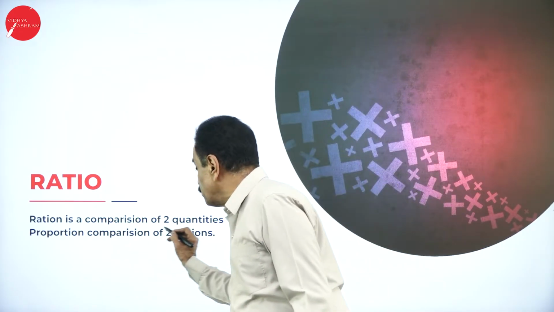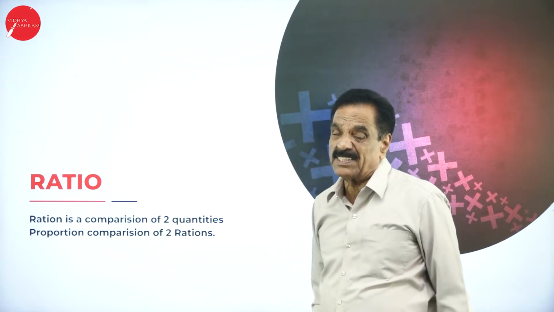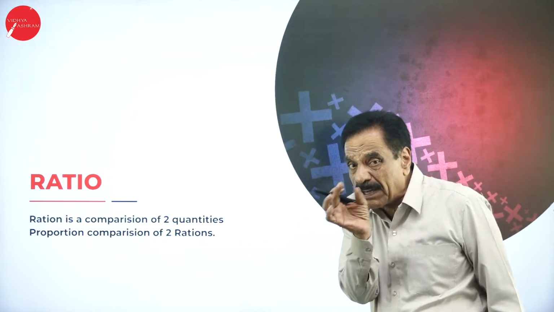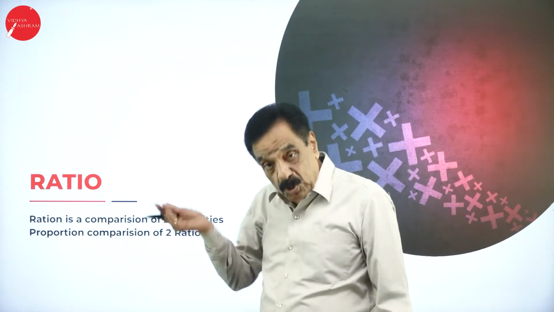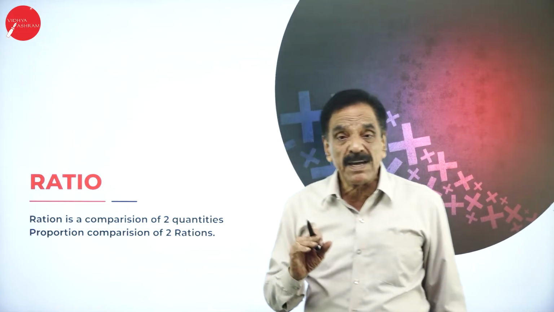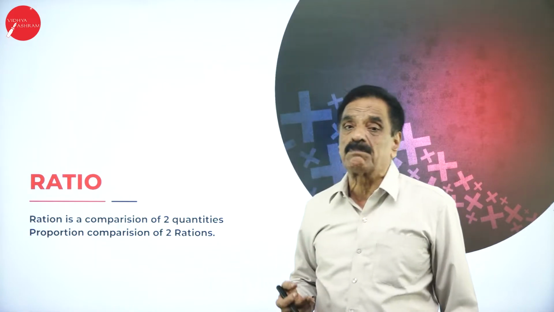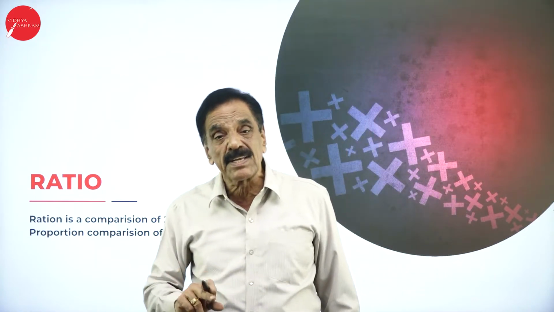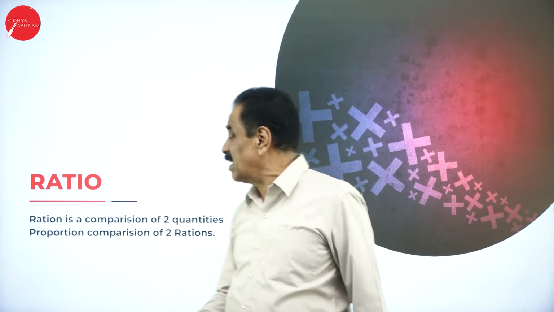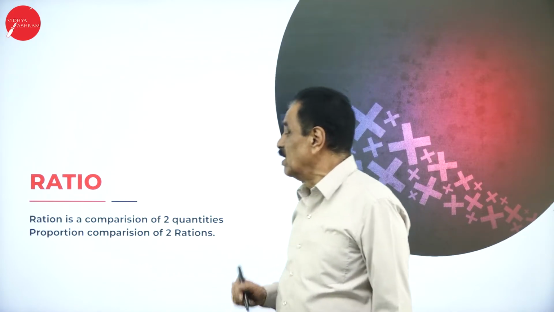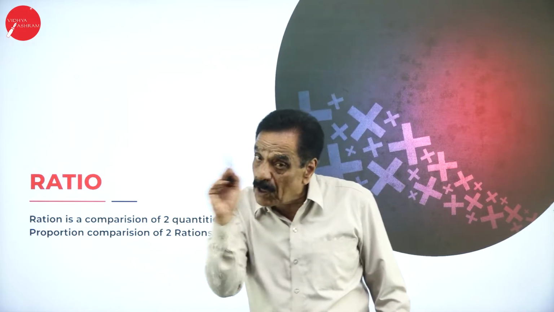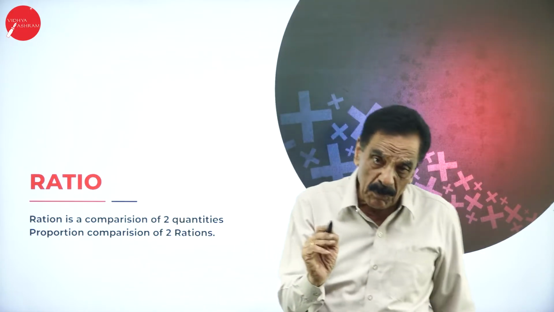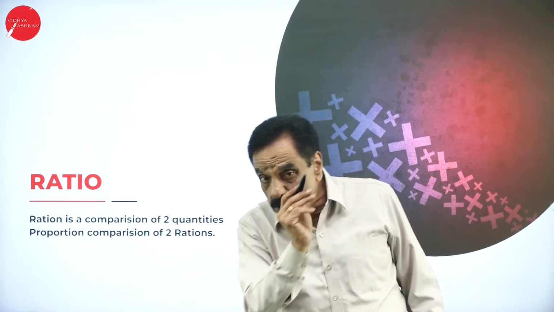Ratio is a comparison of two quantities. When the same kind of quantity is compared, it is called a ratio. Proportion is a comparison of two ratios. What is ratio? Ratio is a comparison of two quantities, whereas proportion is a comparison of two ratios.